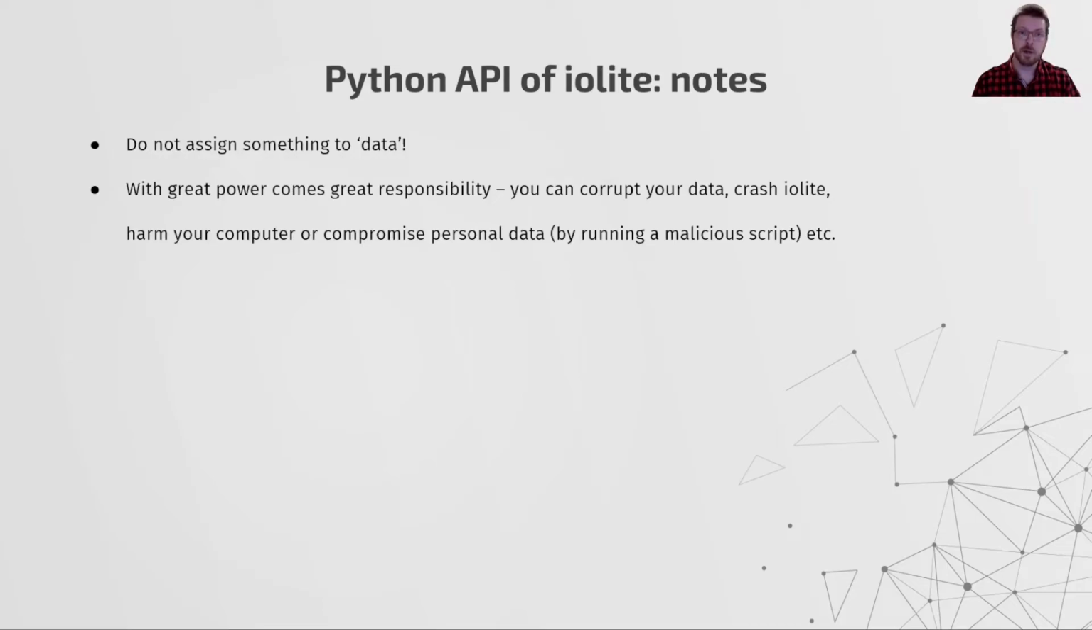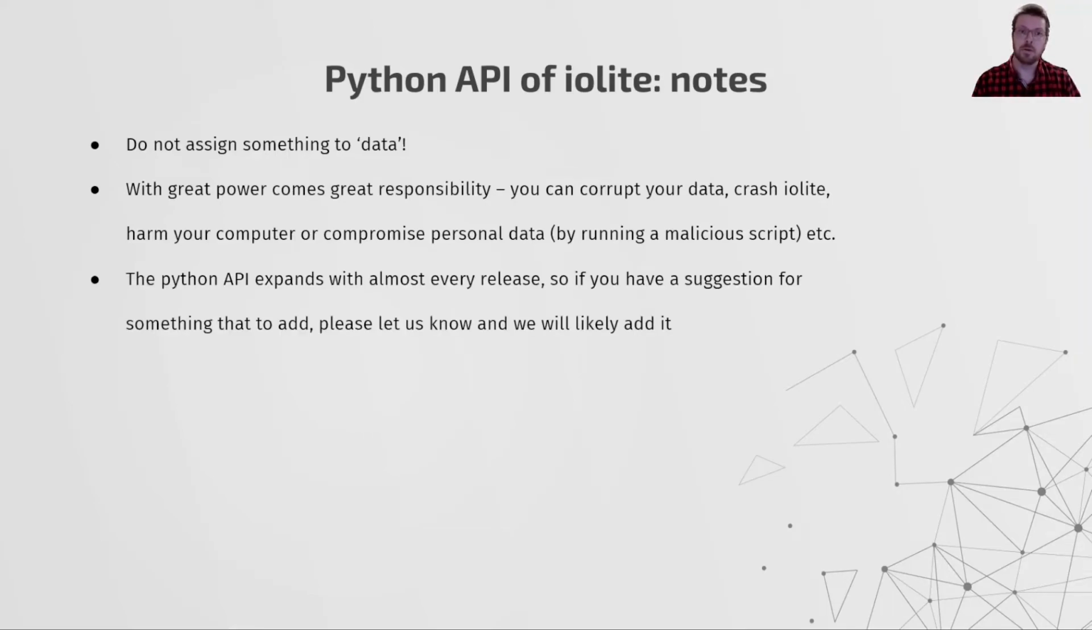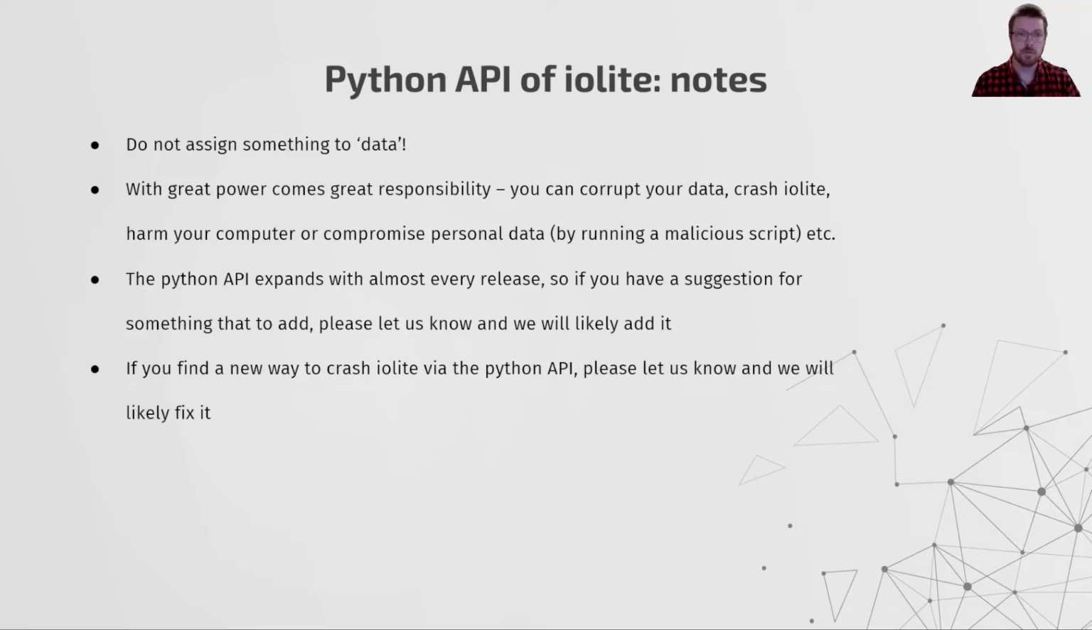And to reiterate again, you really shouldn't run any scripts that aren't from a trusted source without first reading and understanding them. Third, we add to and refine the API with almost every release, so if you have something you want added, please let us know and we will likely add it. Finally, if you find a way to crash iolite via Python, please let us know. It may be a problem with your code or with the API, but we will only know for sure if you report it and we investigate.